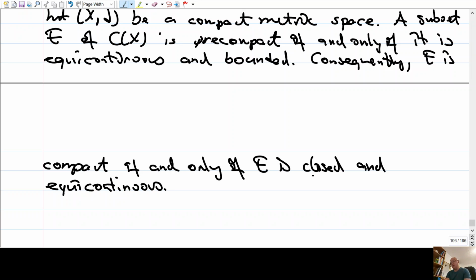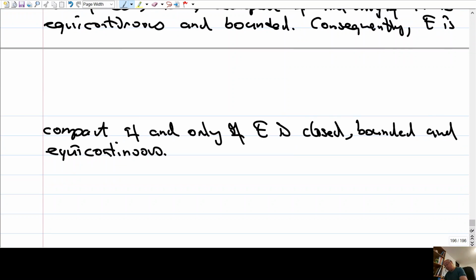E is closed implies E is complete because C(X) is complete, and E is bounded and equicontinuous implies E is pre-compact, and we know that in a metric space, compactness is equivalent to completeness and pre-compactness. So if a set is both complete and pre-compact, then it is compact. So that's the theorem we are going to prove.